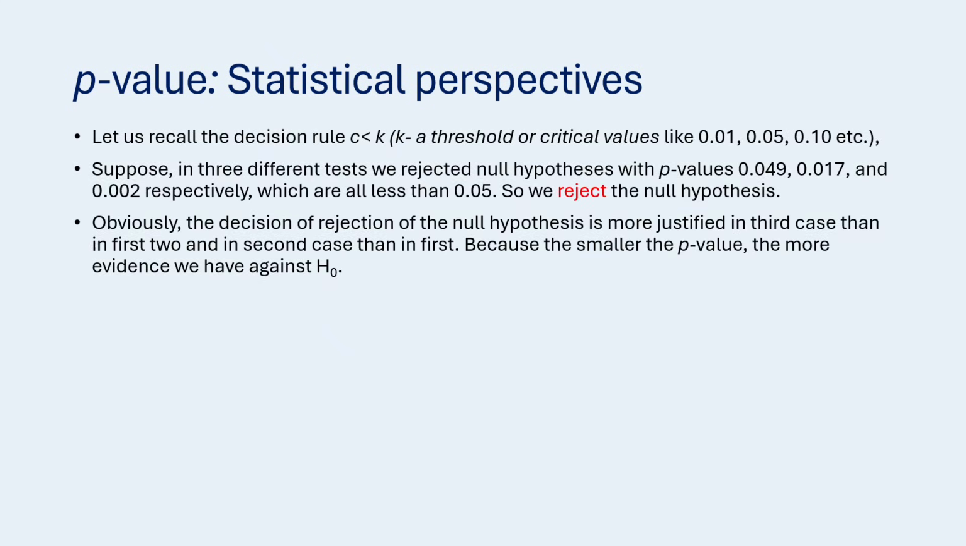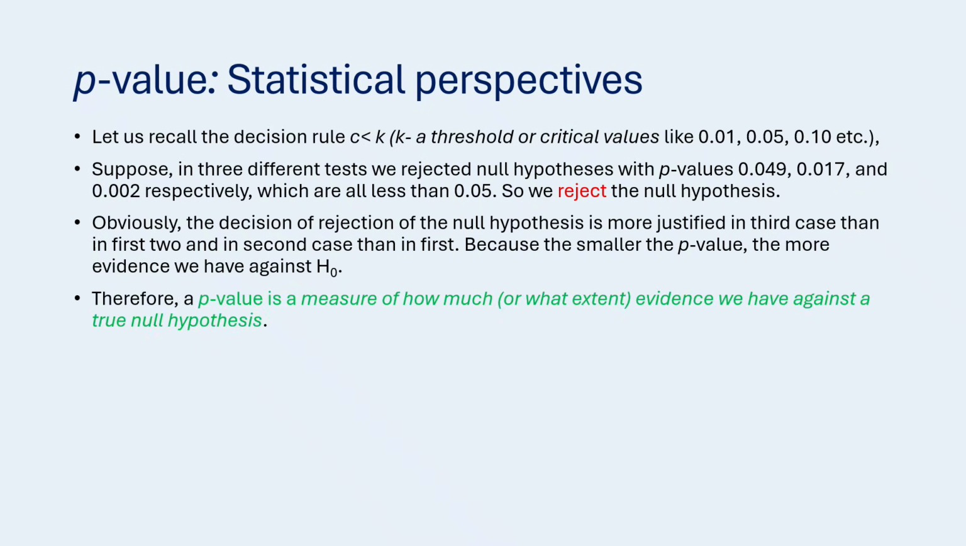So let us have a deeper look. From a statistical perspective, let us understand the decision rule, p less than K. K is a threshold like 0.01, 0.05, like that. And suppose you have computed for a given test procedure, the p-value is coming out to be 0.049, 0.017, and 0.002 respectively, which are all less than 0.05. So naturally, we have to reject the hypothesis. Obviously, the decision of rejection of the null hypothesis is more justified in the third case, because that is much less than 0.05 than the first two, and the second case than the first one. Because the smaller the p-value, the more evidence we have against H naught.